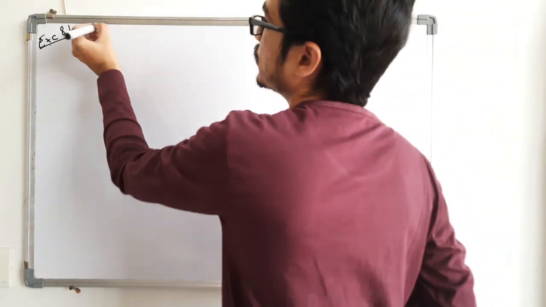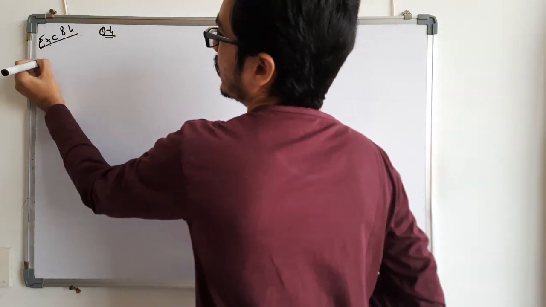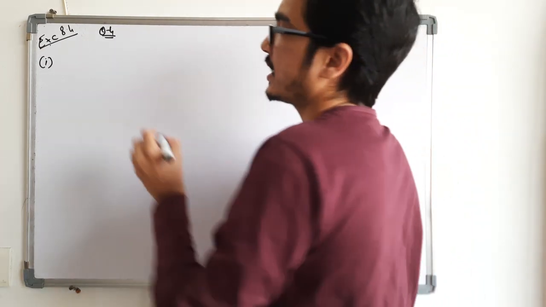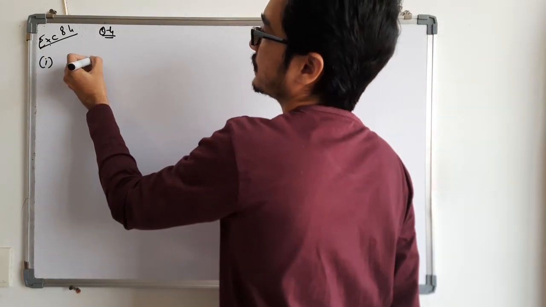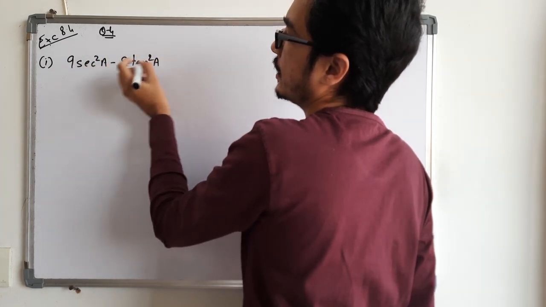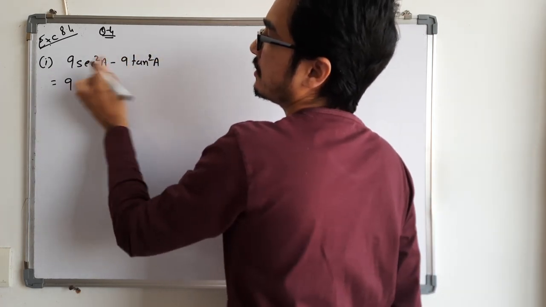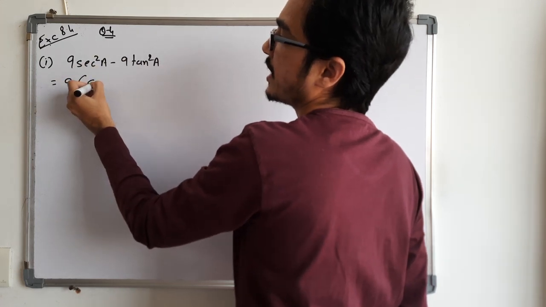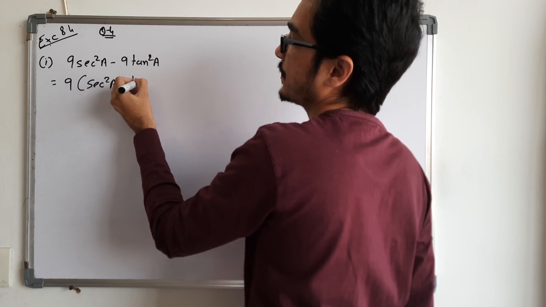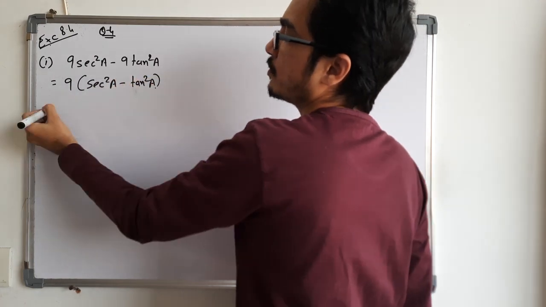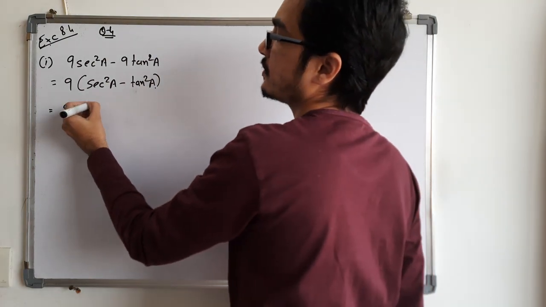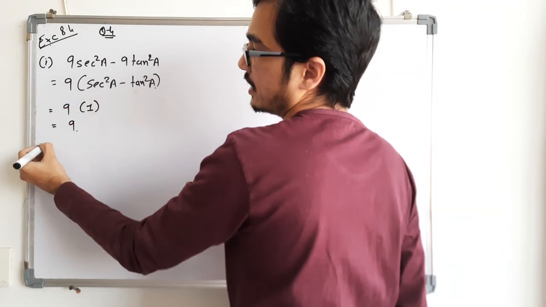Now question 4, first one: 9 sec square A minus 9 tan square A. As I told, we can take 9 common, so 9 into the bracket sec square A minus tan square A. As we know by the identity, sec square minus tan square is equal to 1. Nine ones are 9.